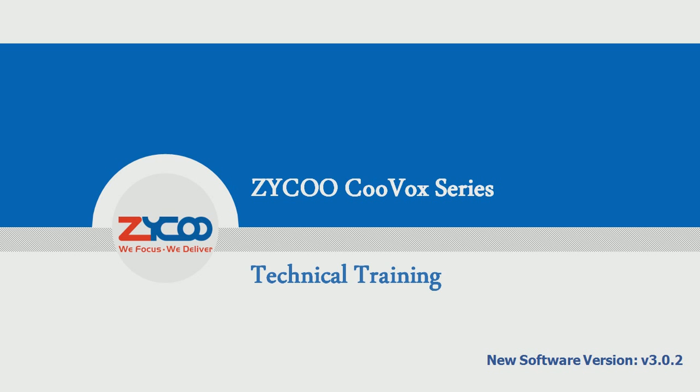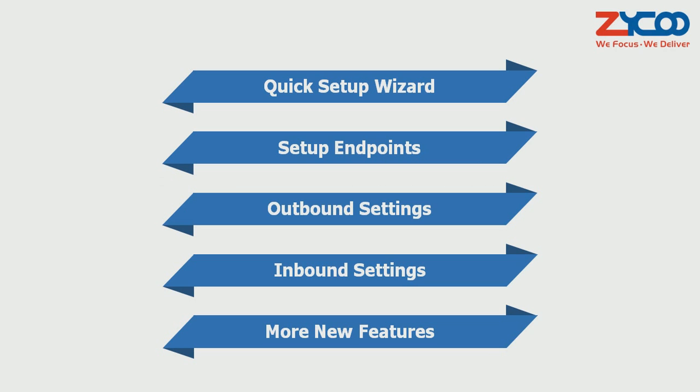Thanks for watching ZYCOO technical training presentation based on the new software version V302. Previously, we had introduced the basic installations of Coovox series based on the V301 software, including the quick setup wizard, endpoints auto provision, outbound and inbound settings. Today we are going to review some basic settings and preview some new features available on the V302 software.